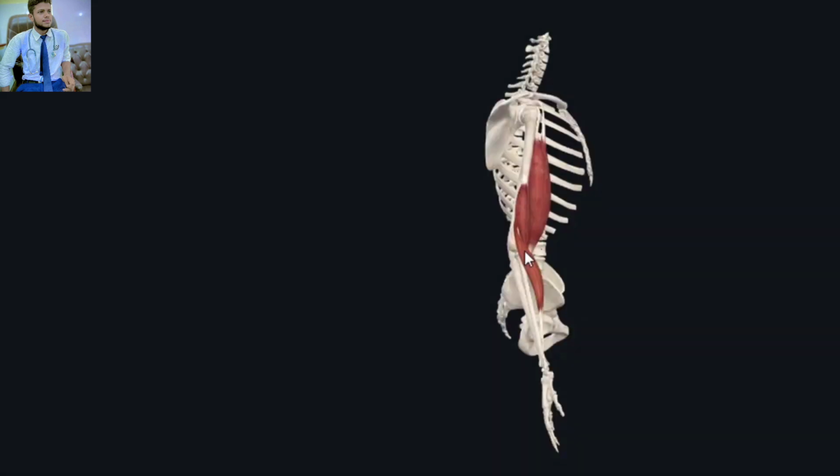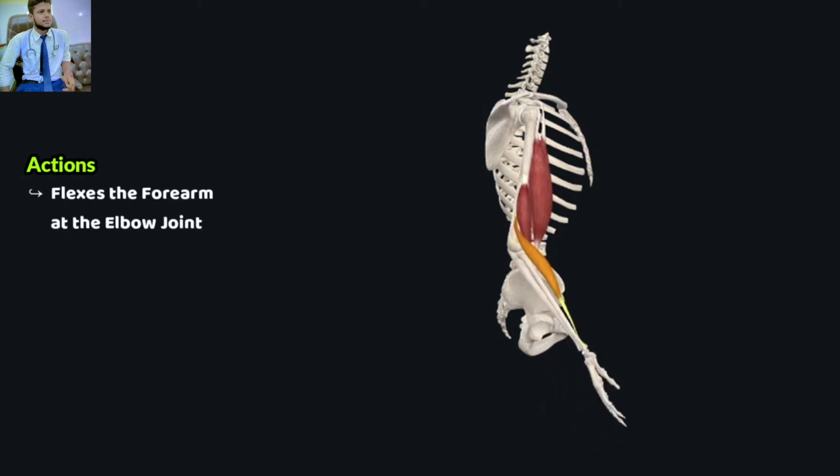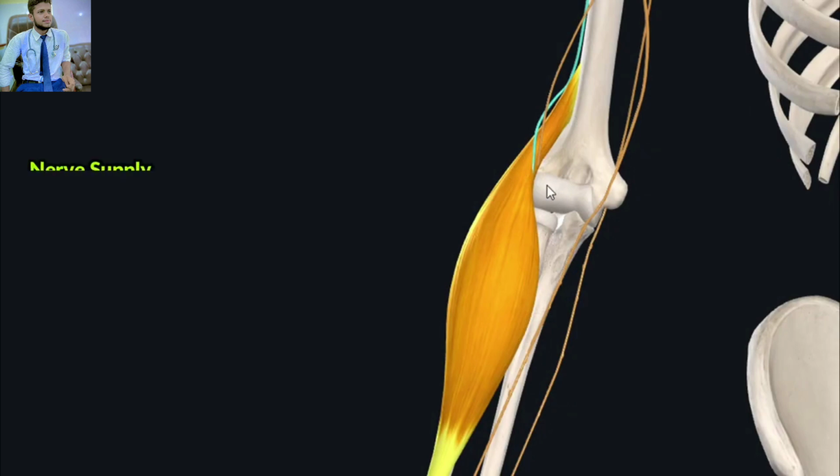Now we discuss about the action performed by the brachioradialis muscle. The brachioradialis muscle flexes the forearm at the elbow joint. Now we discuss about the nerve supply of the brachioradialis muscle. Brachioradialis muscle receives nerve supply from the radial nerve.